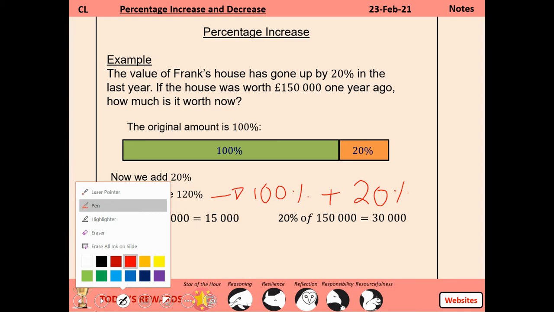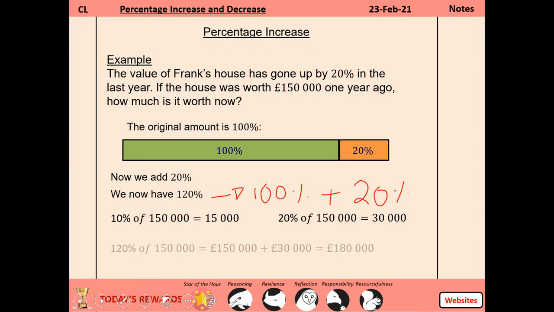So 120% of 150,000 pounds is just going to be 150,000 pounds, which is the 100%, plus the 20% that we worked out, 30,000 pounds. Add them together, that gives you 180,000 pounds, and that's all you have to do. That's how you work out percentage increase. I hope that makes sense.